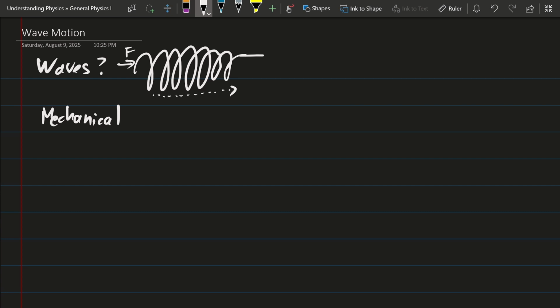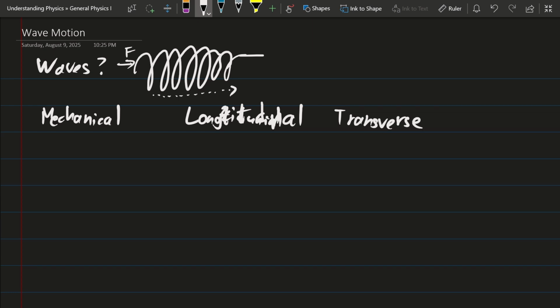So there are two kinds of waves that I want to discuss. One of them is a longitudinal wave, while the other one is a transverse wave.